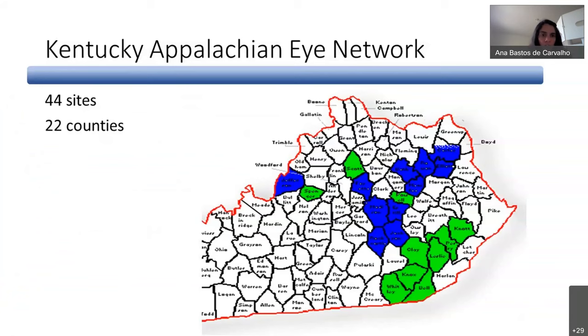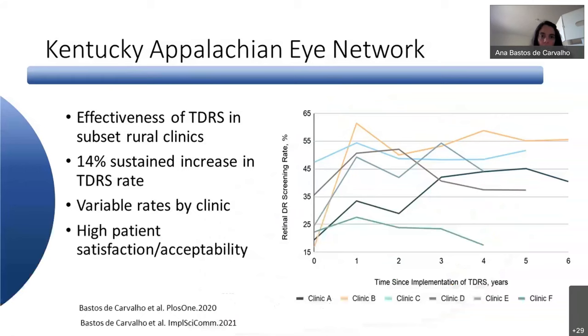of researchers or lab that's looking at this issue is my own lab. We coordinate the Kentucky Appalachian Eye Network, which we founded and direct. It has 44 sites across 22 counties in Kentucky, as you can see here in the map. Next slide, please. And in this network, we looked at the effectiveness of telemedicine diabetic eye screening in a subset of our rural clinics. So we looked at 6 rural clinics over the period of 6 years.